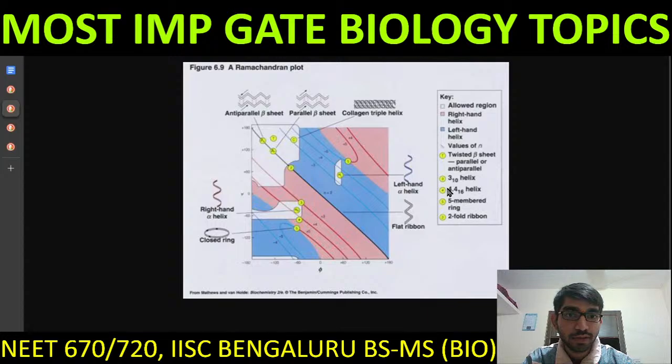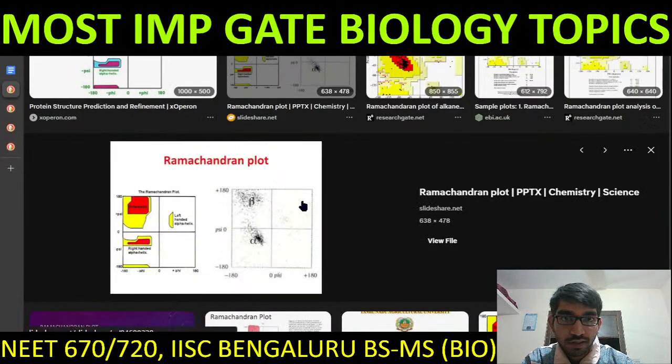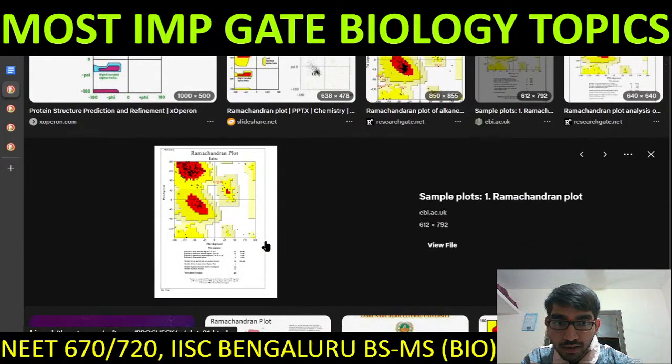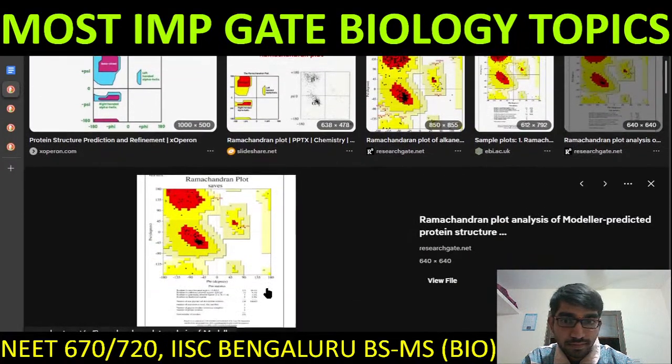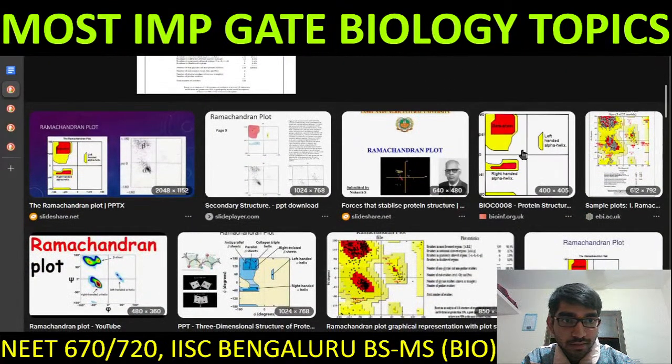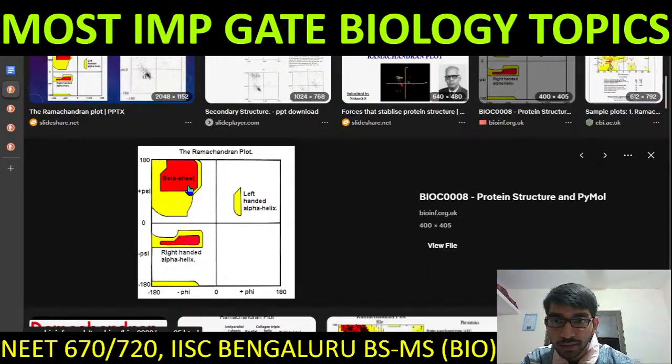There is more information about different types of helices and different types of allowed or disallowed regions. So remember these are the allowed regions. And there are some partially allowed regions which are not shown in this figure. Perhaps this one is more clear. So what you should remember here is this region: where are the beta sheets found, where are the right-handed alpha helix, and where are the left-handed alpha helix found.